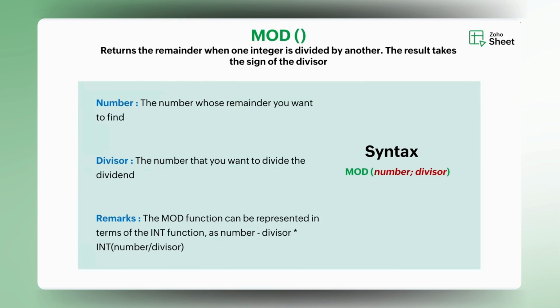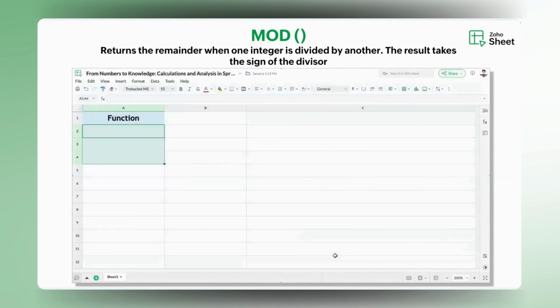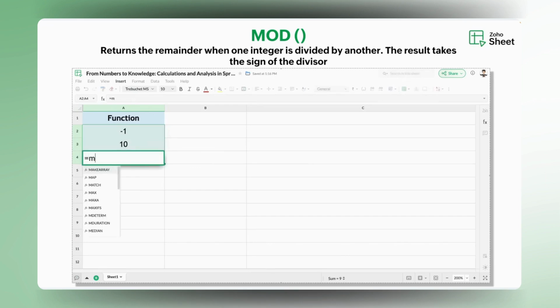Let me show you an example of how this function works. So this is a very simple function. Type in the function name, enter a number that you want to divide, then the divisor. So this will give you the remainder. Very simple. This can be incredibly handy when analyzing patterns or recurring data points in marketing campaigns.